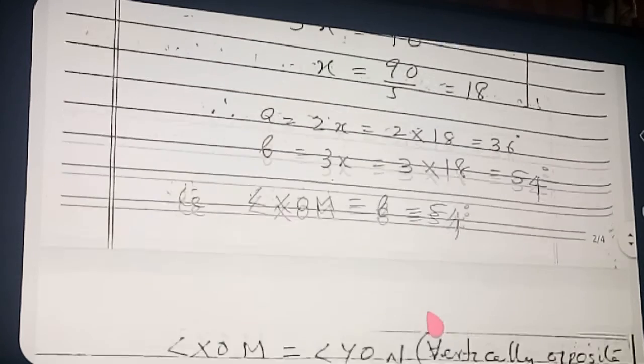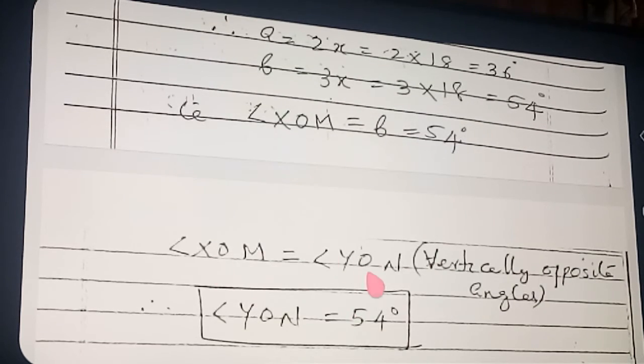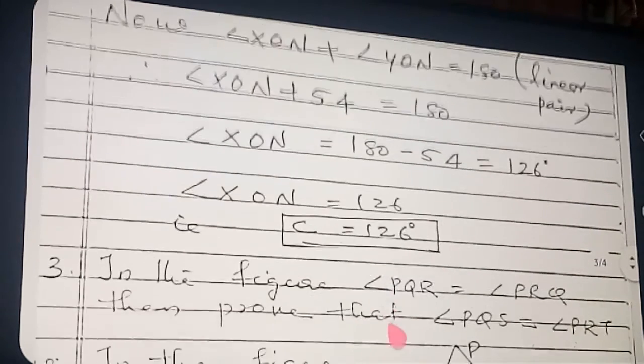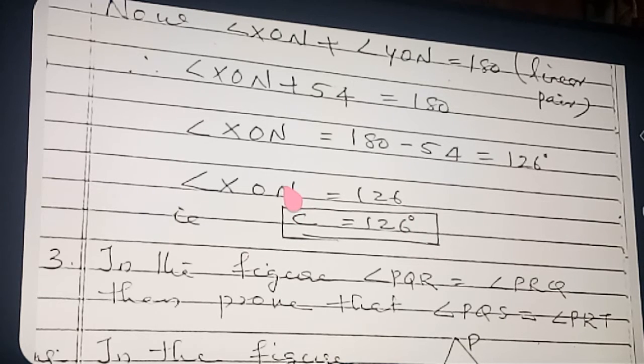See the diagram at the same time. Now angle XOM and YON, what type of angle? Vertically opposite angles. See the diagram. So how much is YON? 54. YON is written as 54 because XOM is 54. XOM and YON are the same. XOM is 54, so YON will also be 54. And there is also a linear pair. Here 54 is written and you want to find angle XON. Angle XON in the diagram is named as C. Therefore you got the value of C, 126 degrees. Okay, clear? Perfect.